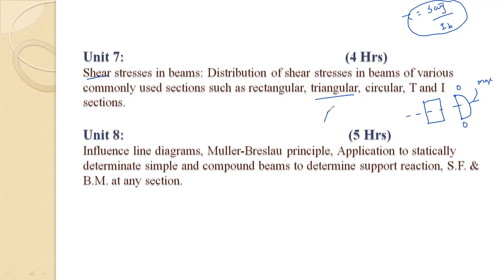Likewise, we have to find it for the triangular section, the circular section, the I section, and the T section. In that unit, we have to learn how to draw the shear stress distribution diagram. So this is our unit number 7.